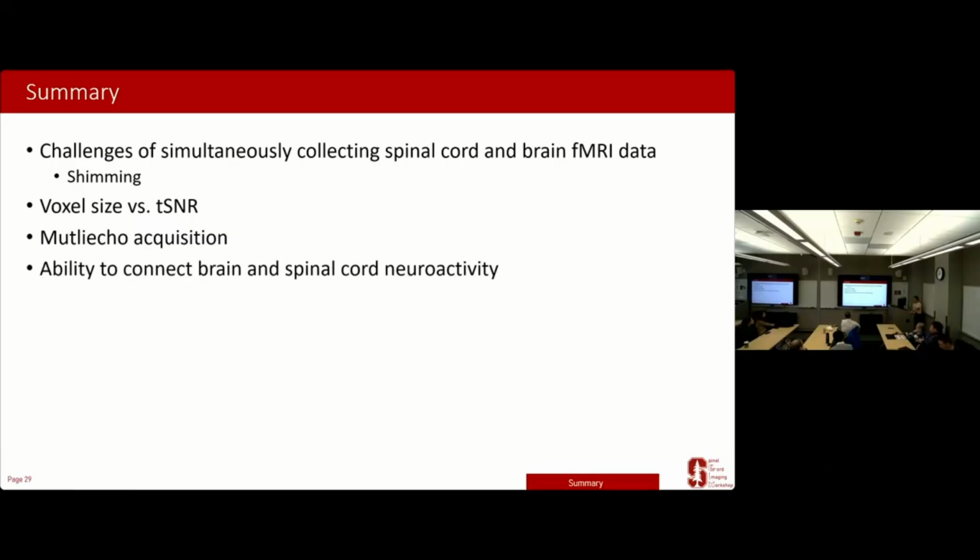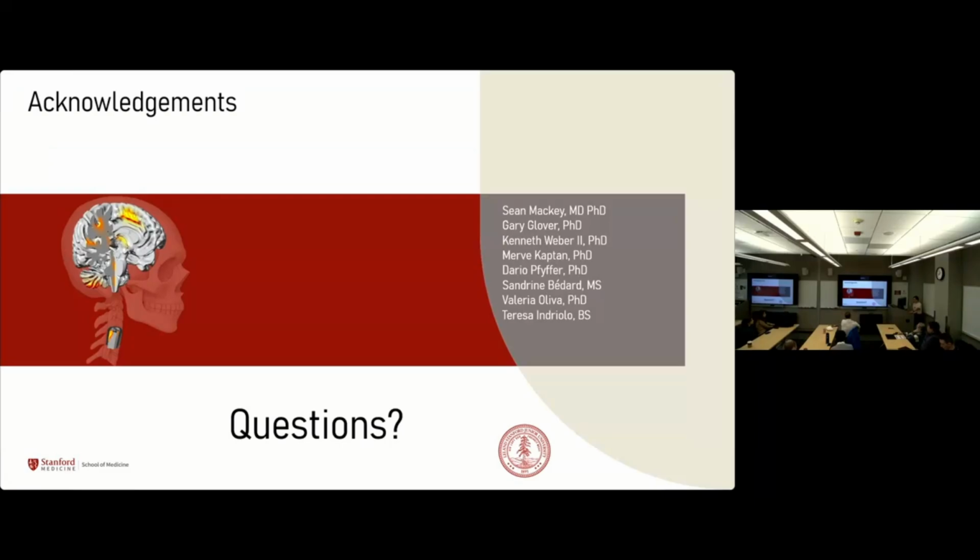And the nice thing about why we want to do this is that we can look at the cool connection between brain and spinal cord and see what our central nervous system is doing. And because I spent so much time making this figure, I want to show it again. And thank you to all our collaborators. Yeah, questions?